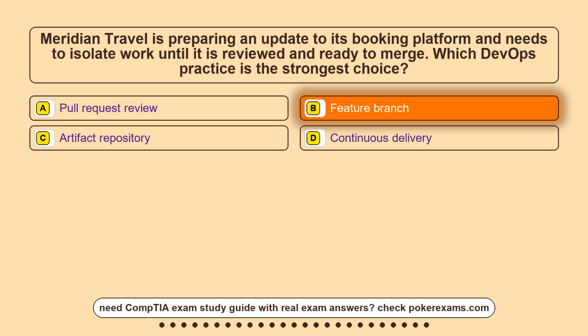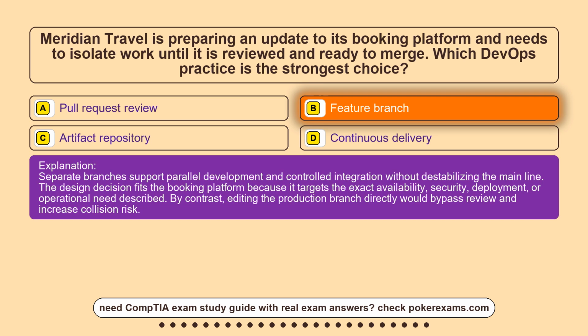The correct answer is option B, feature branch. Separate branches support parallel development and controlled integration without destabilizing the mainline. The design decision fits the booking platform because it targets the exact availability, security, deployment, or operational need described. By contrast, editing the production branch directly would bypass review and increase collision risk.